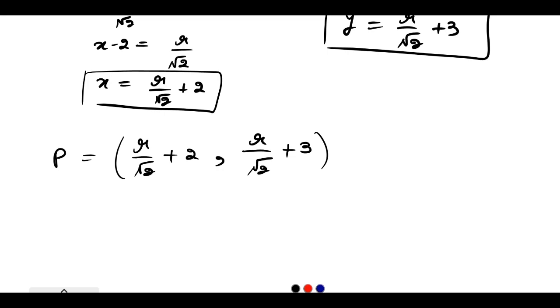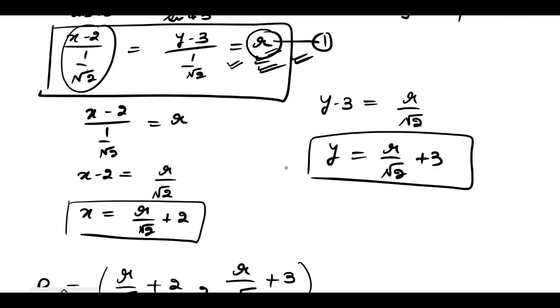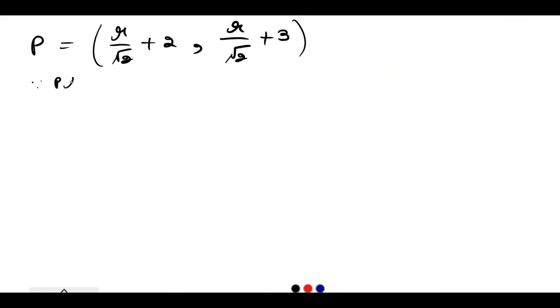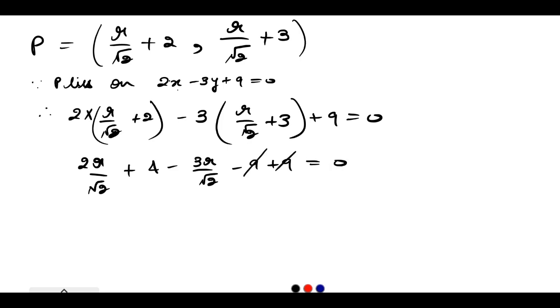Now P lies on the second given line. P also lies on 2x minus 3y plus 9, so the coordinates of P will satisfy this equation. Multiplying by under root 2, we get 2r plus 4 under root 2 minus 3r is equal to 0.